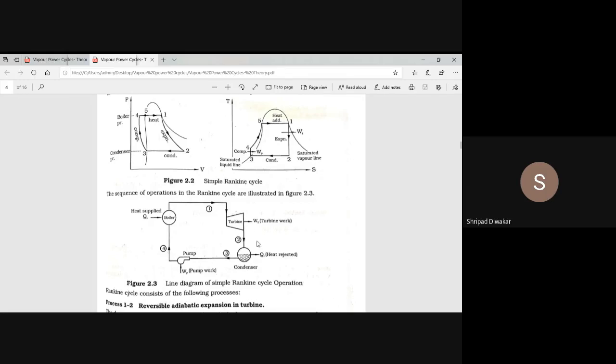Next we have the condenser. The condenser is a device where condensation takes place, the temperature decreases, and there is a change in phase from vapor to liquid because of the decrease in temperature. One more device is the pump. The main function of the pump is to increase the pressure. So these are the four basic parts of the Rankine cycle: first the boiler, where steam formation takes place at constant pressure, then the turbine, where expansion takes place.